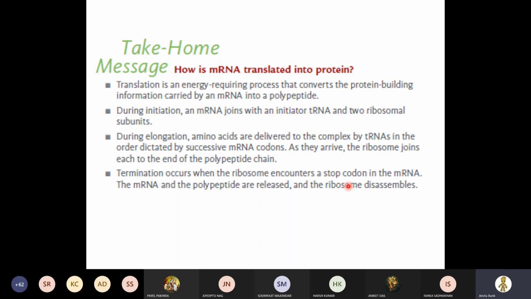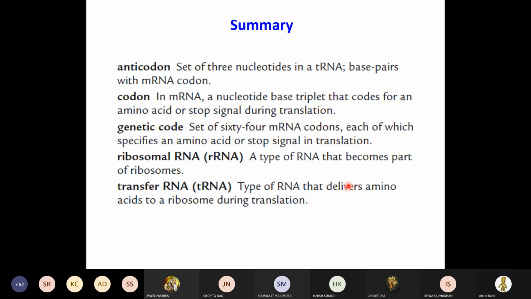Clear to all of you? Is protein synthesis difficult? Any doubts regarding protein synthesis, the translation machinery? No. So summarizing these things.